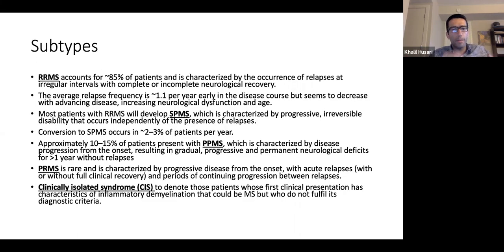Now let's talk about the subtypes. Let's do a little bit more clinical. As you know, relapsing remitting multiple sclerosis is the most common. What happens is you get an attack, okay? So you get an attack, and then you improve, and then you get another attack. That's the classic picture with relapsing remitting multiple sclerosis.